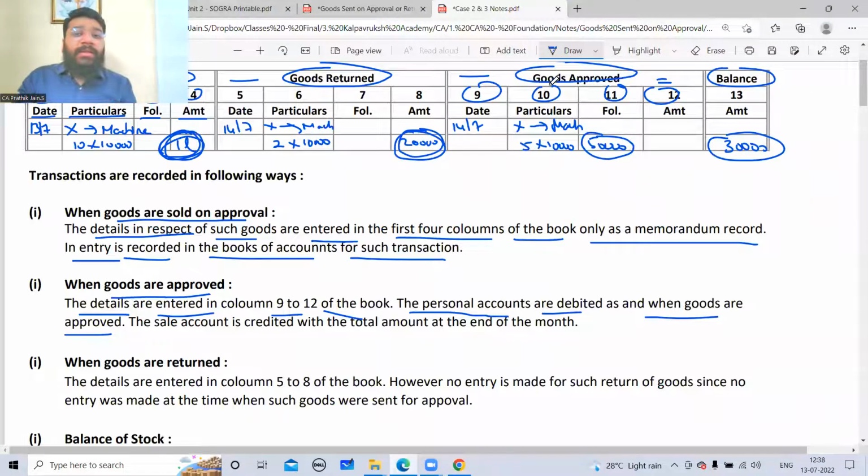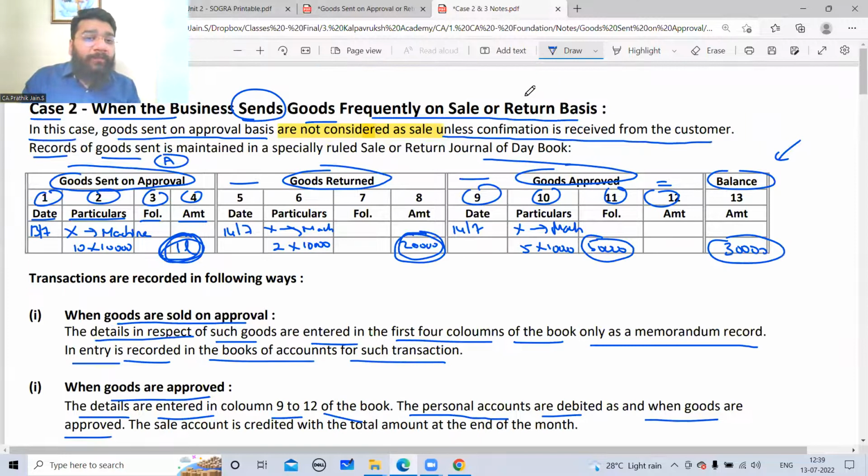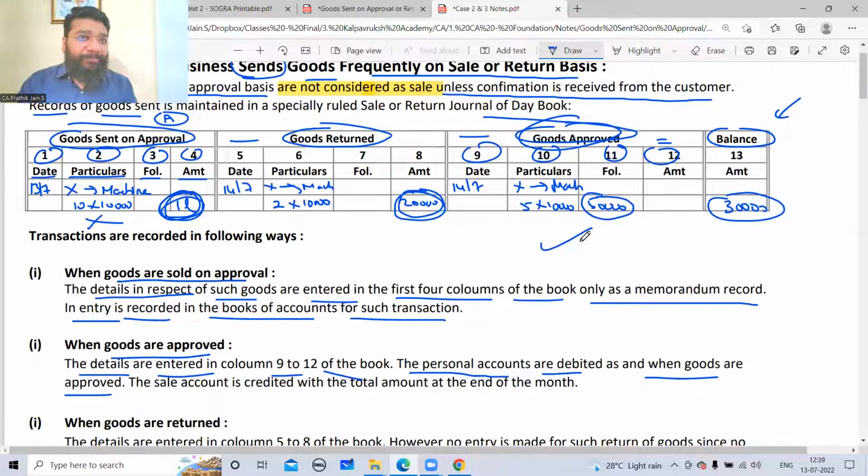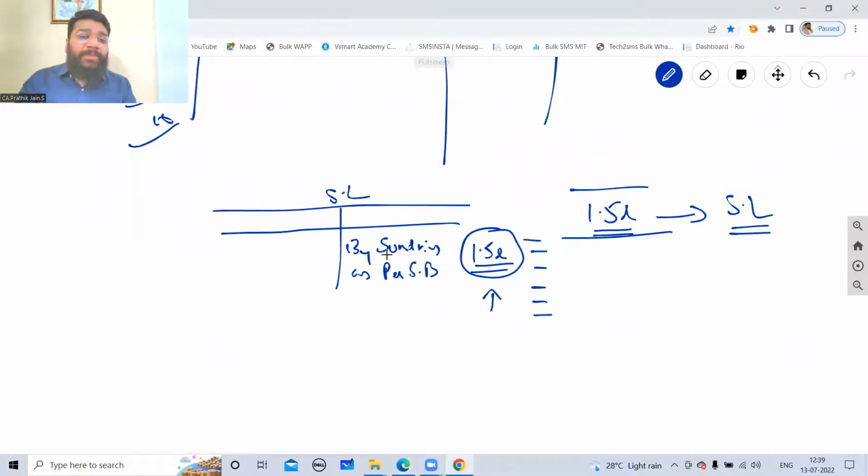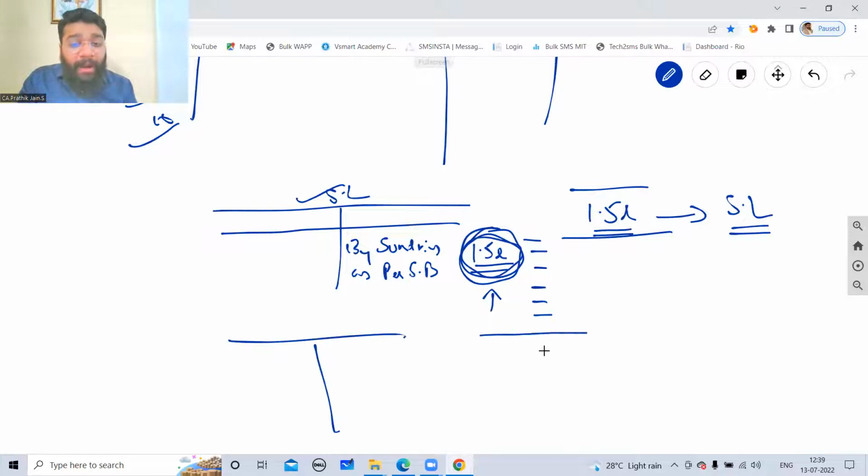So here, guys, the question is very clearly told that when the goods are sent, you will not consider it a sale. Only when the goods are approved, you will consider it as a sale. The moment the goods are approved, you have to record the sale entry. So what happened here in subsidiary book? In the sales ledger, you created the total sales of the month, but you opened the respective party account.